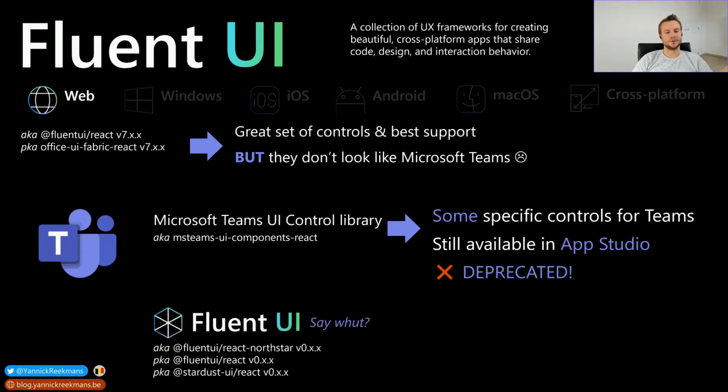And it's also called Fluent UI. Well, it's called Fluent UI now. It used to be called Stardust UI, v0.x.x, and it had the ambition to be a themable UX library. So they were basing themselves a little bit on the Office UI Fabric React, but improving those controls to make sure that they're themable, so that you could use those controls inside of Teams, and it would know that it existed inside of Teams, and it would look and feel like Teams.